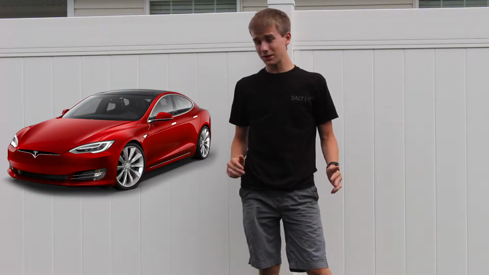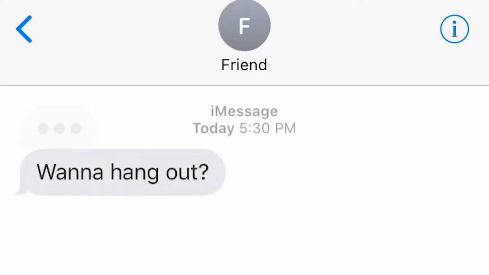Ever wonder how cars are being taught to drive themselves? Well, it's thanks to something called artificial intelligence. And recently there's been an algorithm that has become more and more prevalent, and that algorithm is called a neural network.